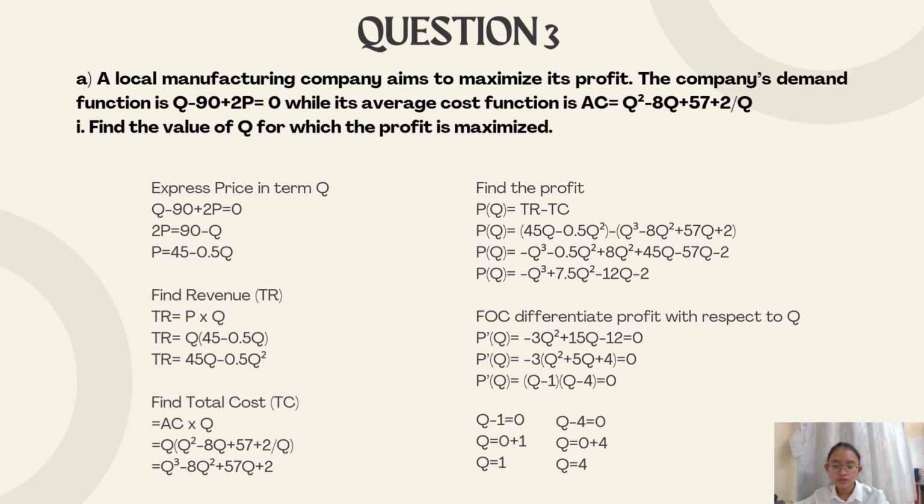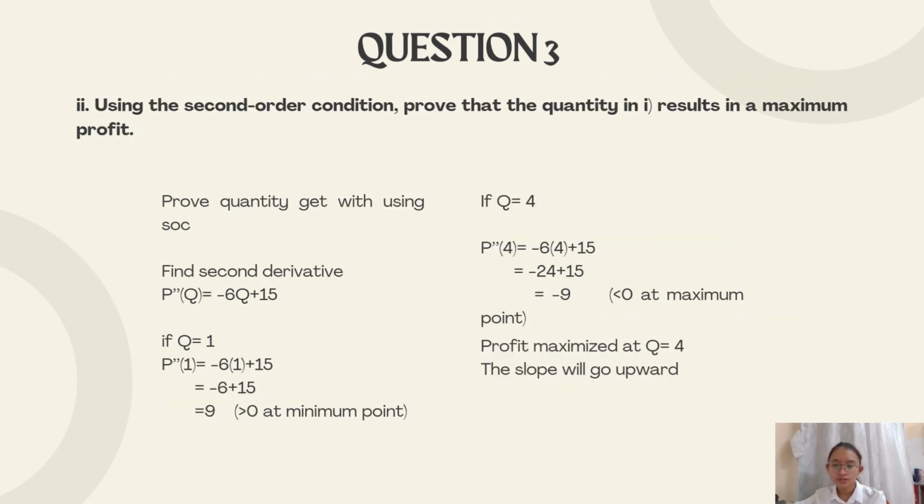The next one is Q minus 4 equals 0. We move the negative 4 to the right-hand side, then Q equals 4. Next, part two is using the second order condition, SOC, to prove that the quantity in part one results in a maximum profit.